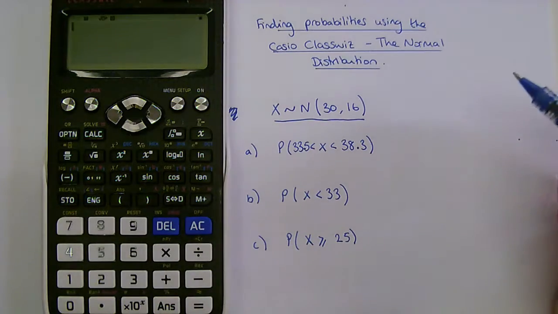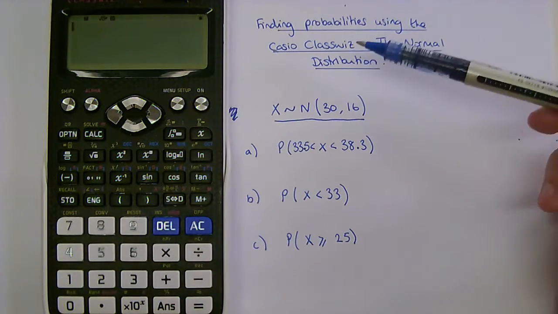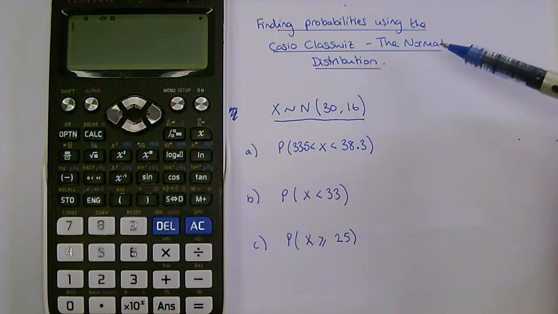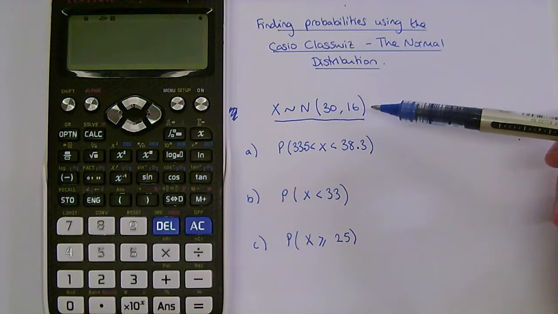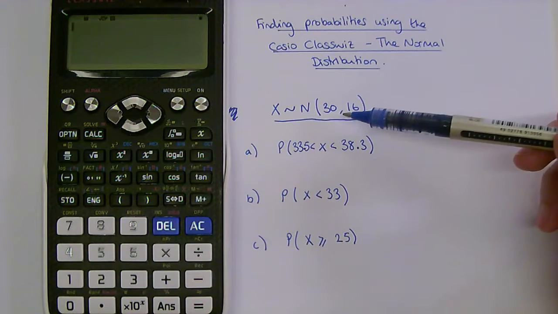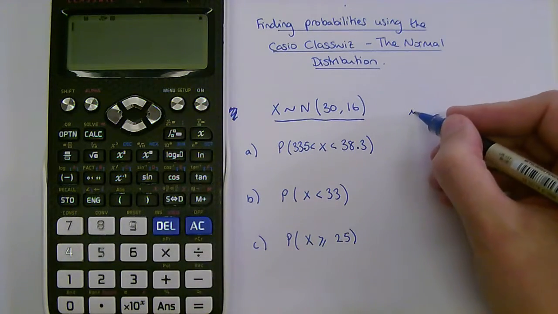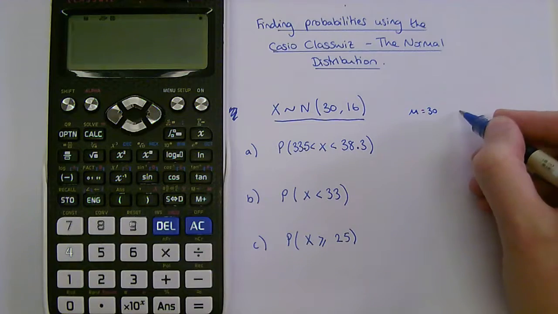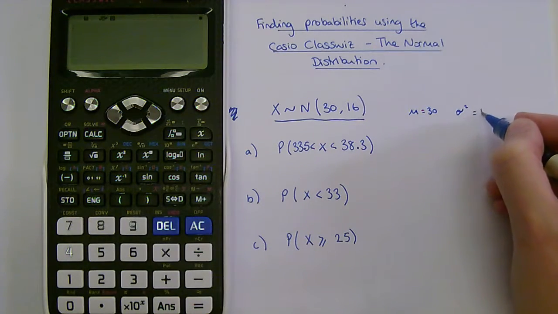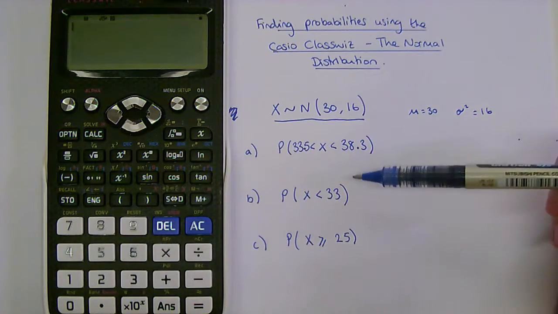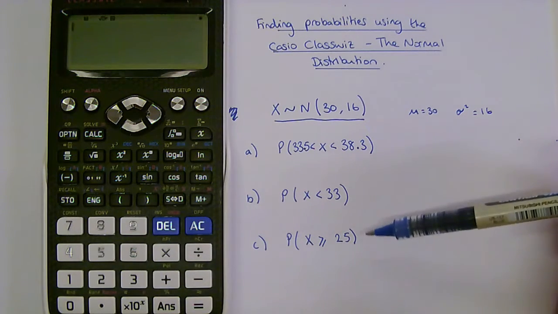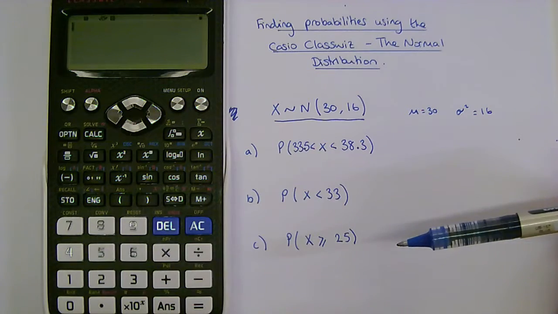Okay, in this video I'm going to go through how you use the Casio Classwiz Calculator to help you solve probability questions based on the normal distribution. If you have a question that is modelled by the normal distribution, and I've got an example here, this one has a mean of 30 and a variance of 16, then we can use the Casio Classwiz to help us solve probability questions. I've got a few examples here that we're going to work through.